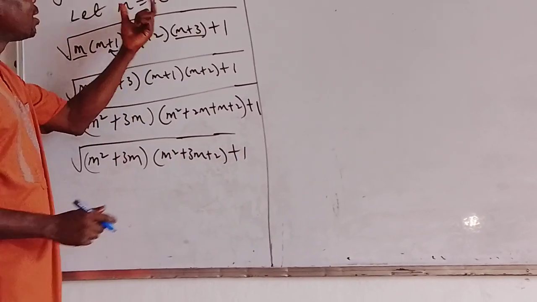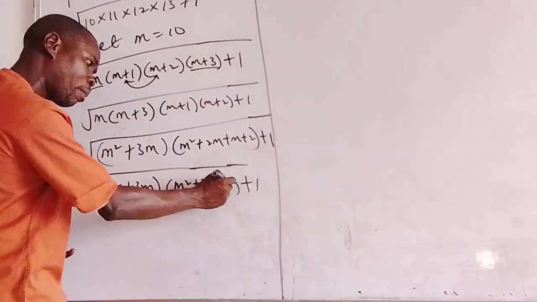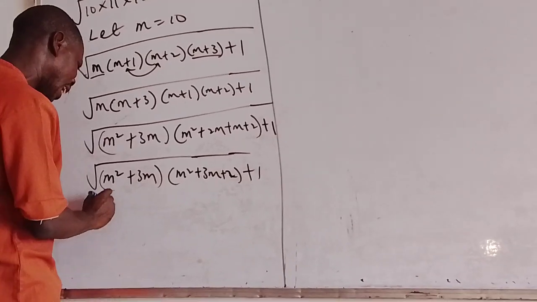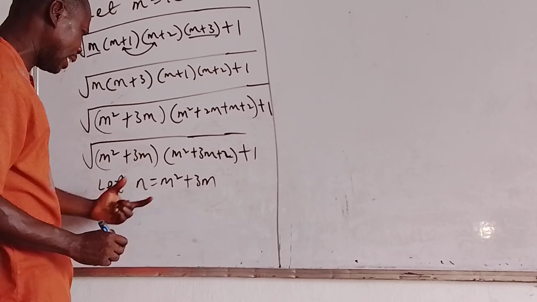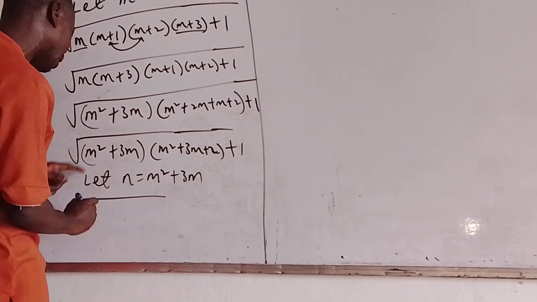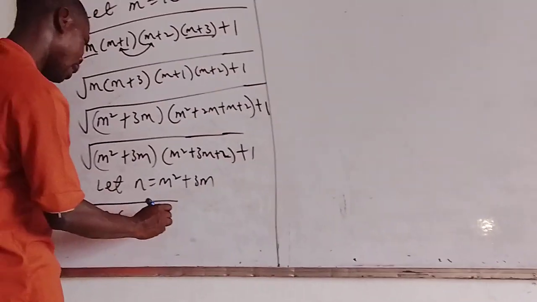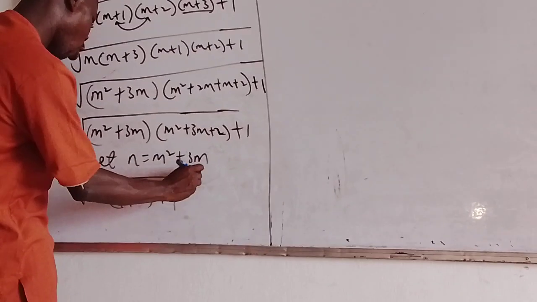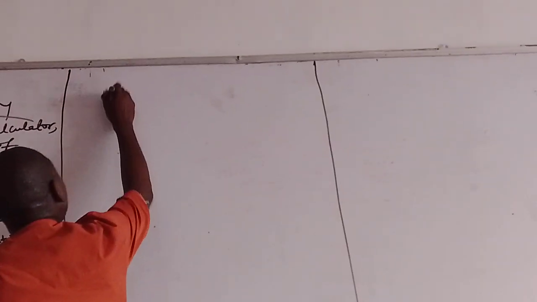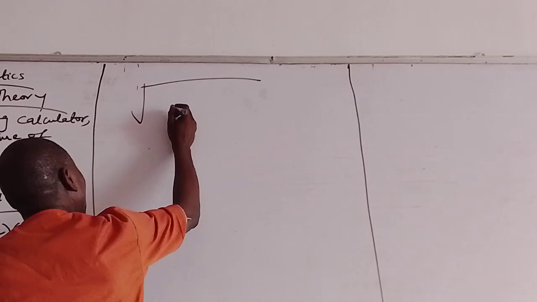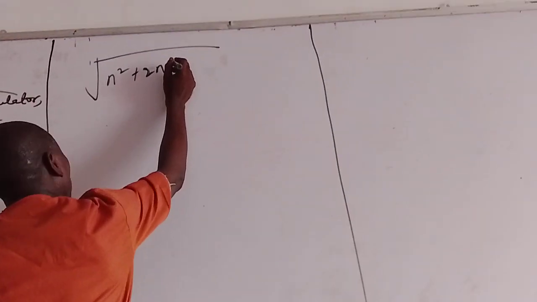Now by solving this problem, we are arriving at another problem. So let's look at a simpler way to resolve this. Again, we can say let n be equal to m squared plus 3m. So if n is equal to m squared plus 3m, I can now rewrite this as n into the parentheses of n plus 2, then plus 1. So now I have the square root of n times n is n squared, n times 2 is 2n, then plus 1.